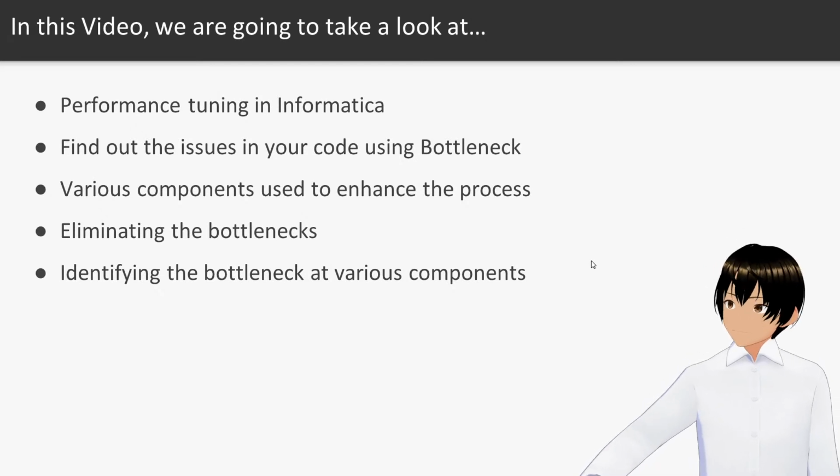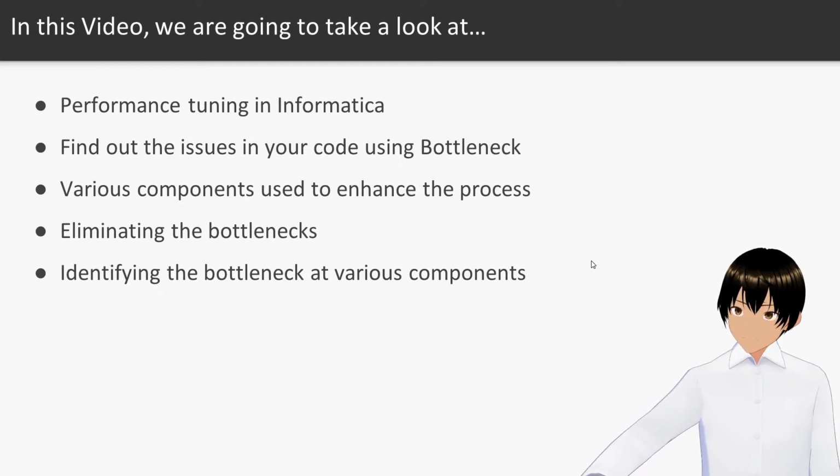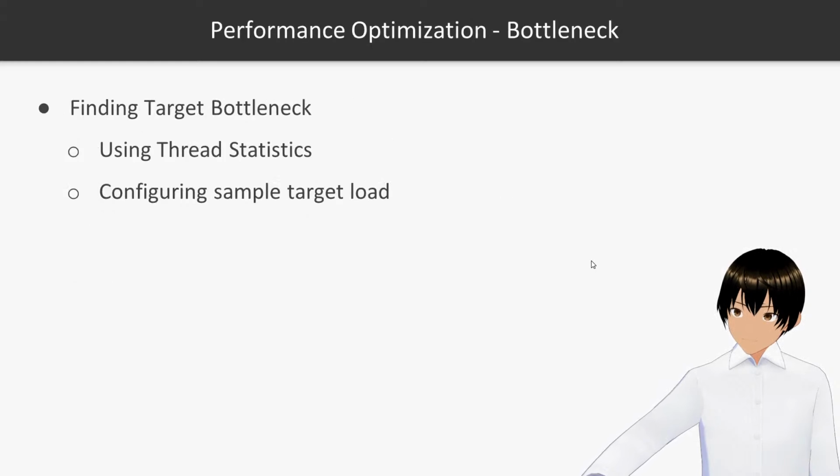We'll discuss various components which need to be tuned to enhance the process, eliminating bottlenecks, and identifying the bottlenecks at various components. As mentioned, we can have bottlenecks at various stages of Informatica PowerCenter code. Don't be in a rush to find all the bottlenecks together and eliminate them. Try to find the first one, resolve it, and jump to another.